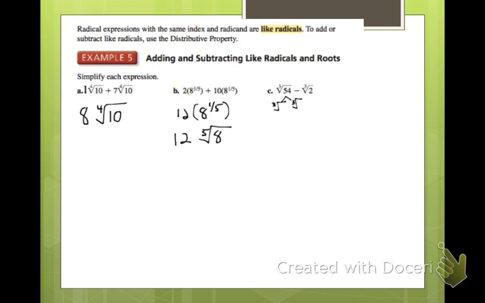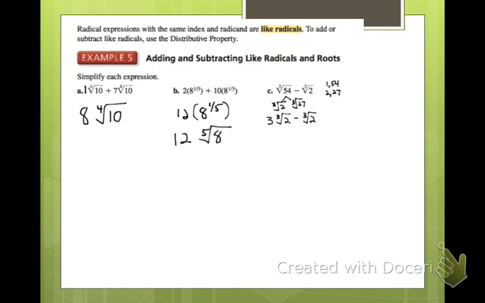So I'm just going to come over here and write factors of 54. So we've got 2, aha, I just couldn't think of it right away. But 2 and 27. 27 is a perfect cube. So now I can take the cube root of 27, which is 3. I'm left with the cube root of 2. And then I'll finish my problem.